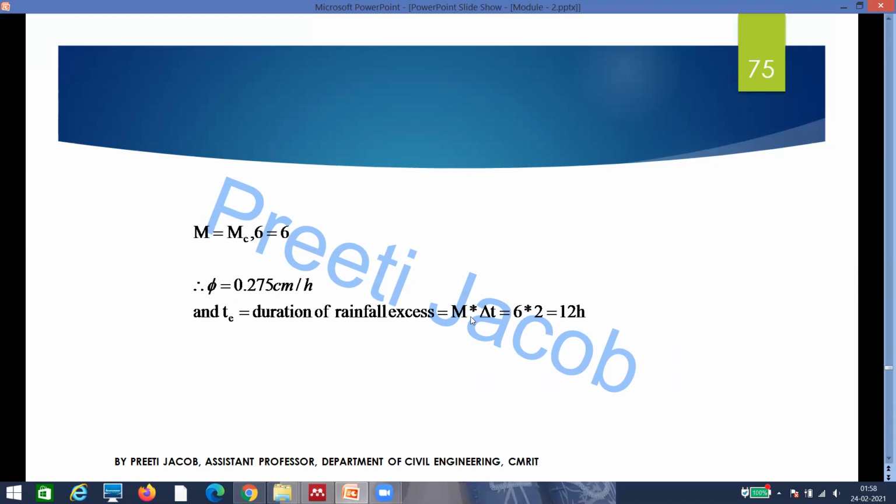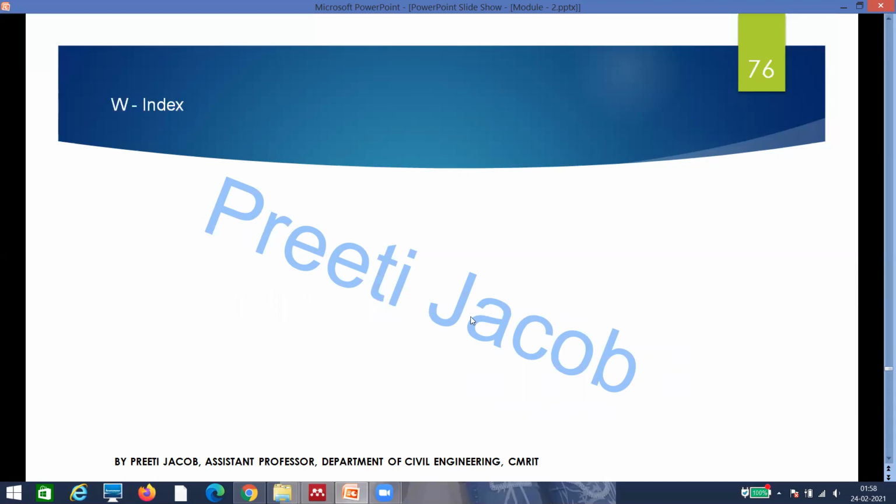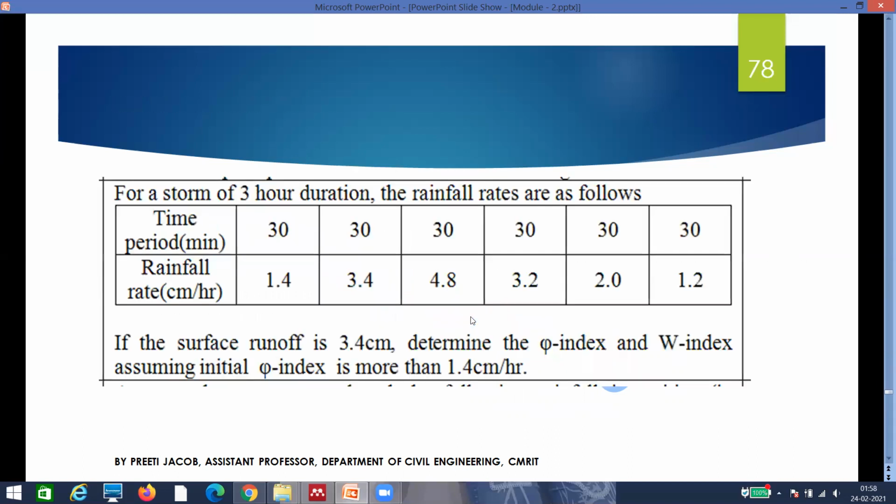Generally, whenever we find the phi index, we calculate the duration along with it. Now we'll do one more problem, which is a little more direct. Direct means they've already assumed the initial phi index. So in that case, you won't have so many trials as you did in the previous problem.